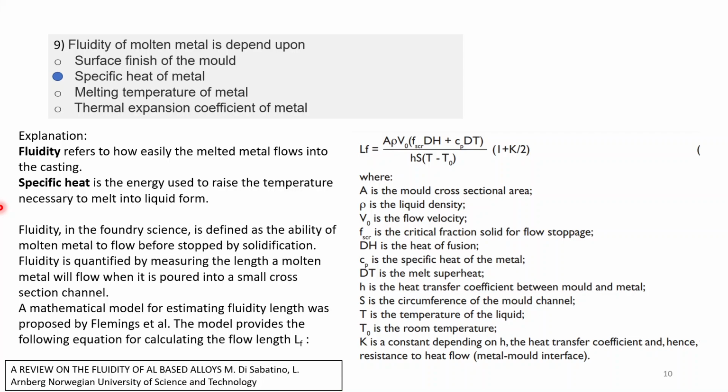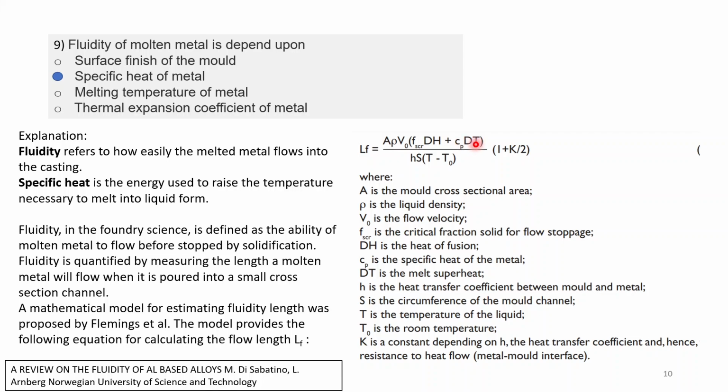Fluidity is quantified by measuring the length a molten metal will flow when it is poured into a small cross-section channel. This is one method of measuring fluidity, and the mathematical model for estimating fluidity length was proposed by Flemings. The model provides the following equation for calculating flow length. So this is the length of flow.